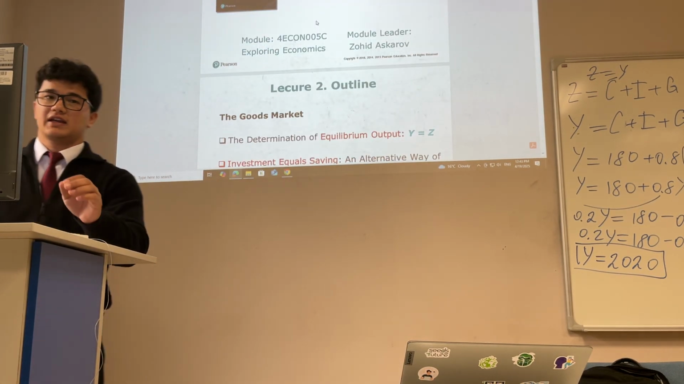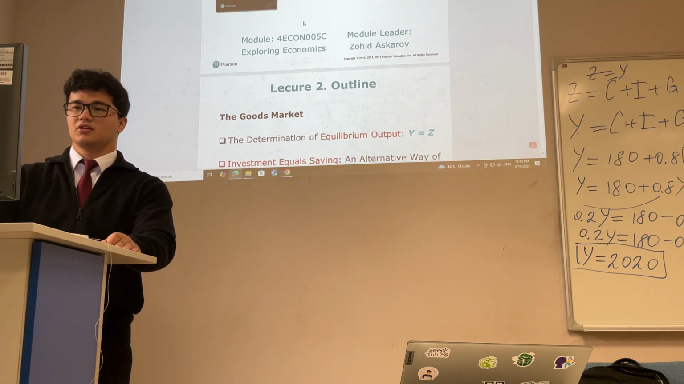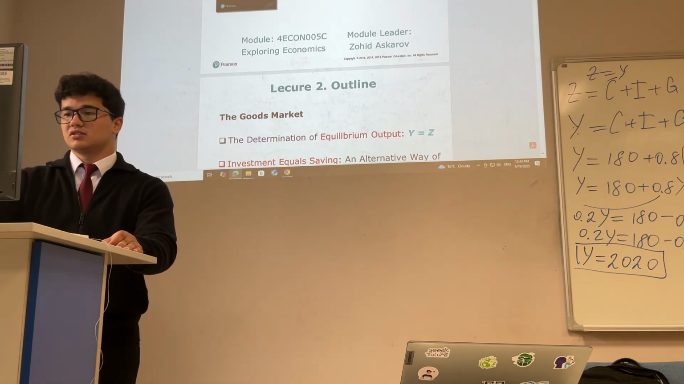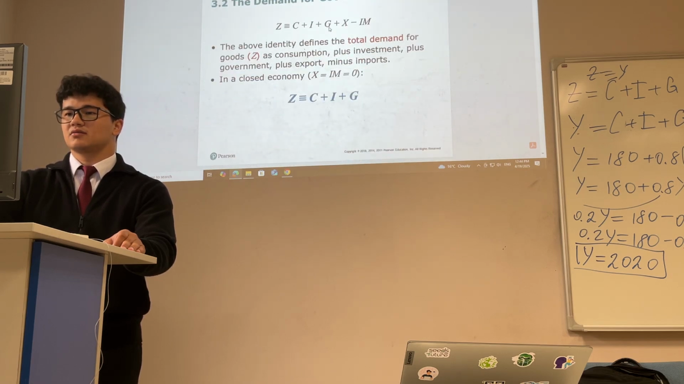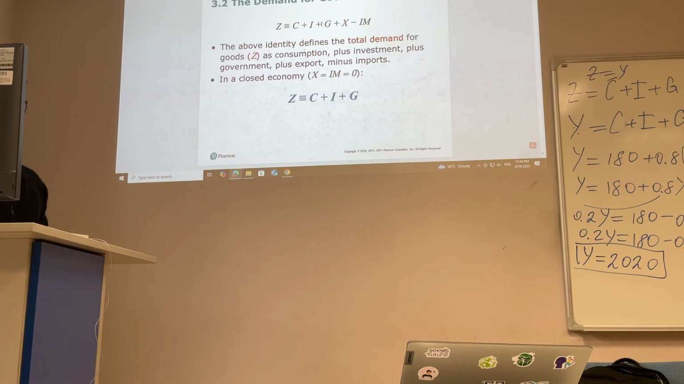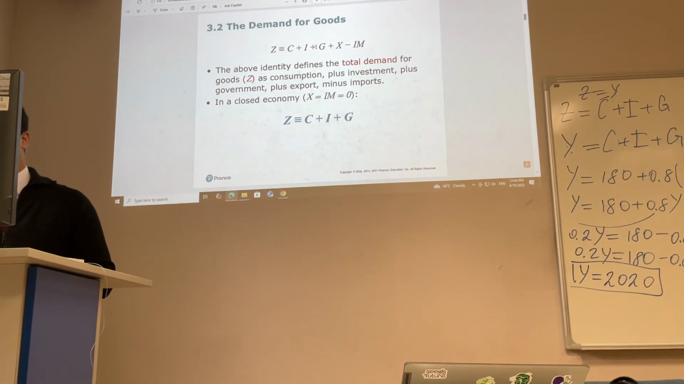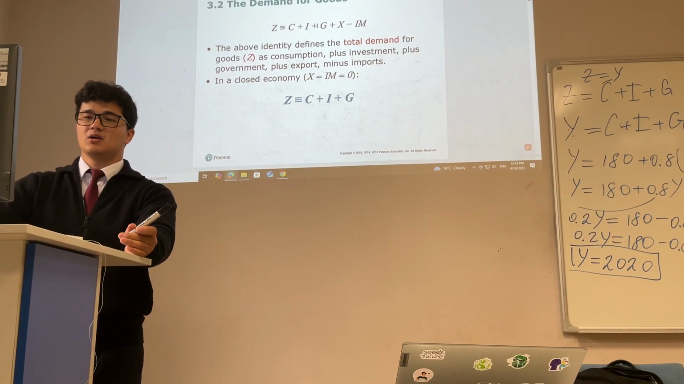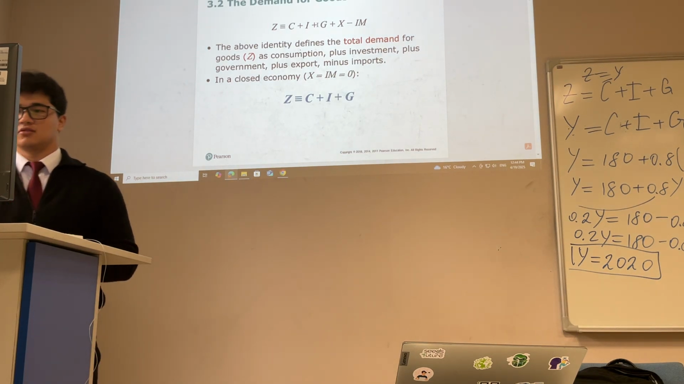So guys, again, I repeat, you don't have to read the book. If you want to get 70 plus, you just need to look at these slides and understand what each statement means. Here, the determination of equilibrium output and mass equals sales. Again, I wrote this formula before. Our total demand for goods equals consumption plus savings plus government spending plus our exports minus imports.